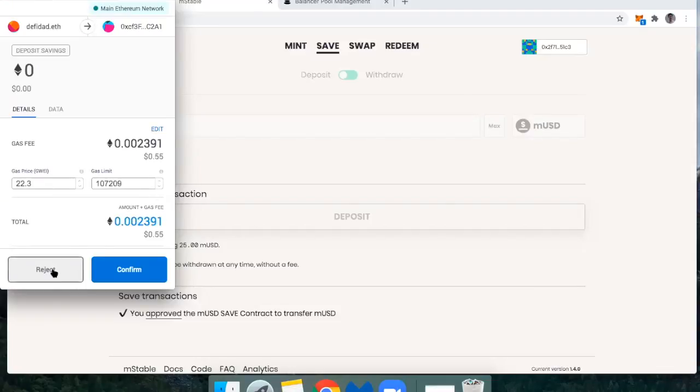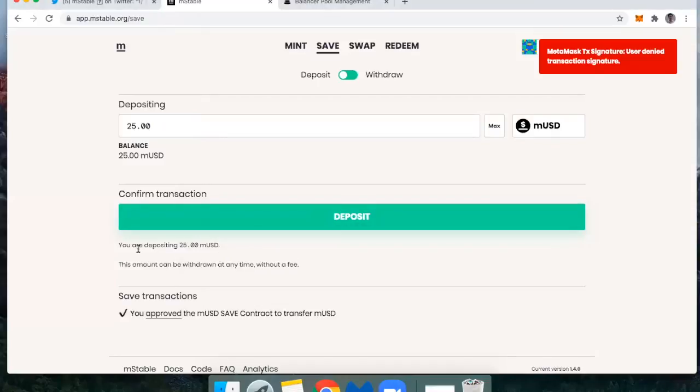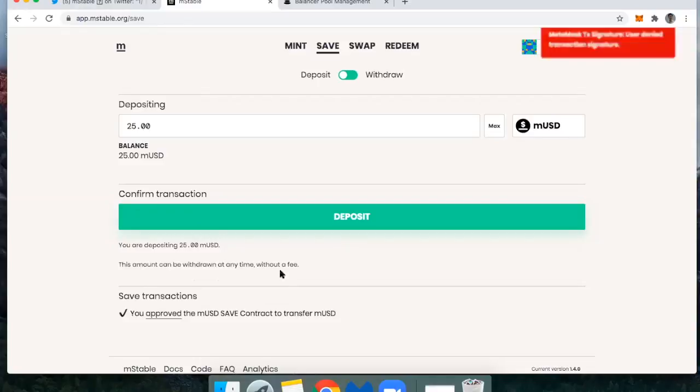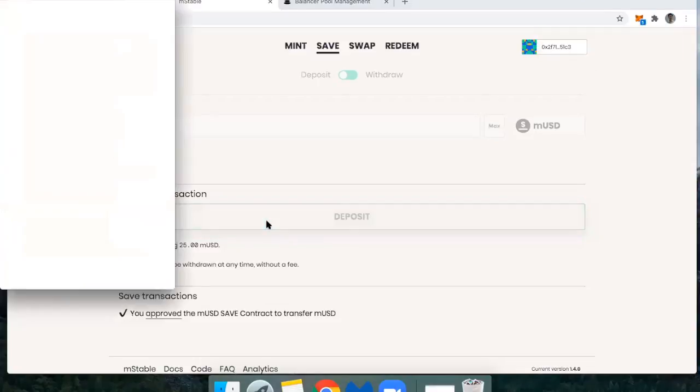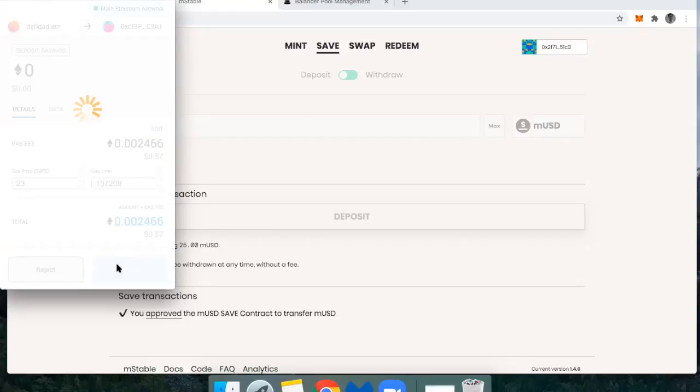Oh, one other thing here. I'm going to reject this a moment. I just noticed something here. You are depositing 25 mUSD. This amount can be withdrawn at any time without a fee. Okay, cool. I just saw a fee and was wondering what that was. Always good when there is no fee. All right, I'm going to bump this up to 23 Gwei, and it's going to cost me 57 cents. And there we go.